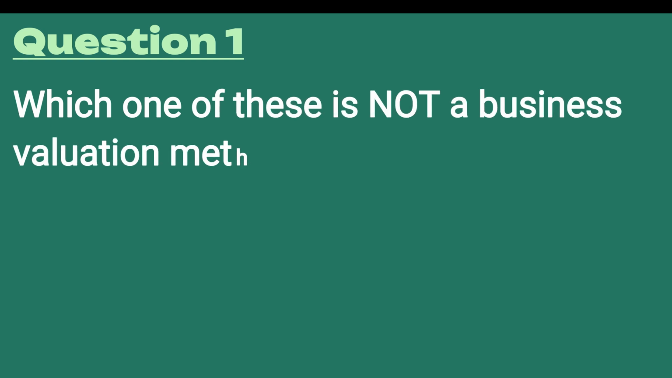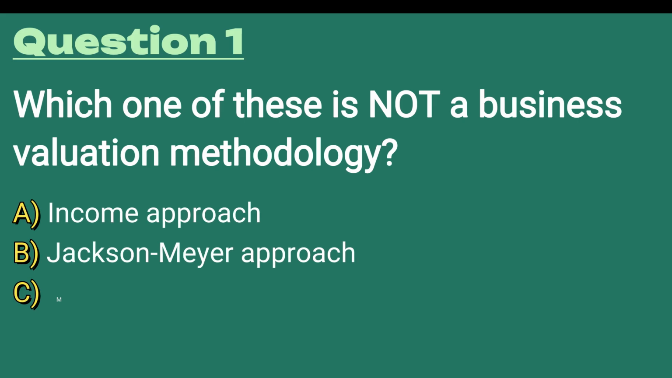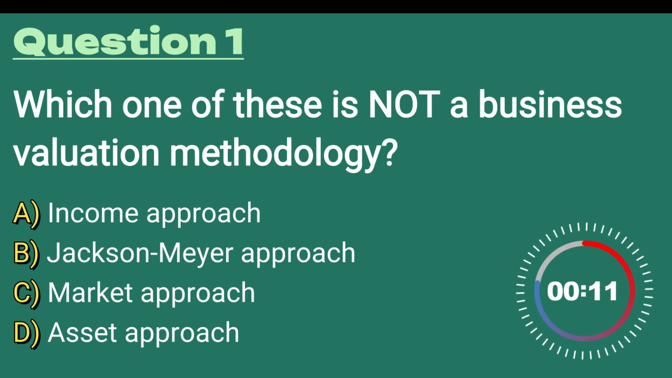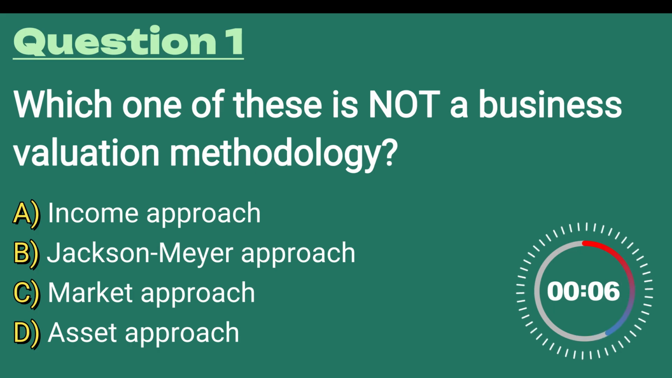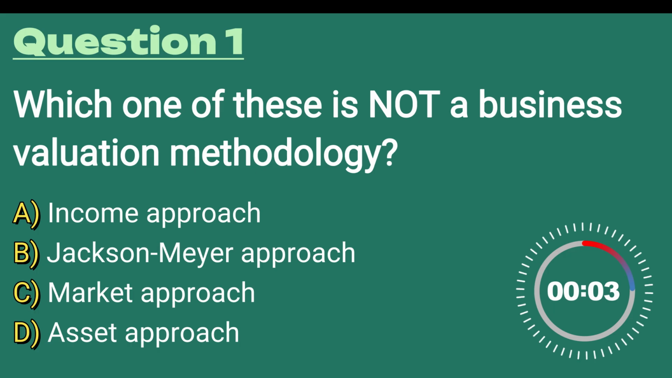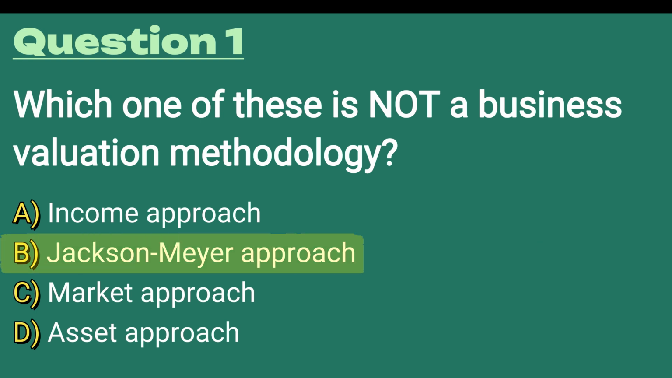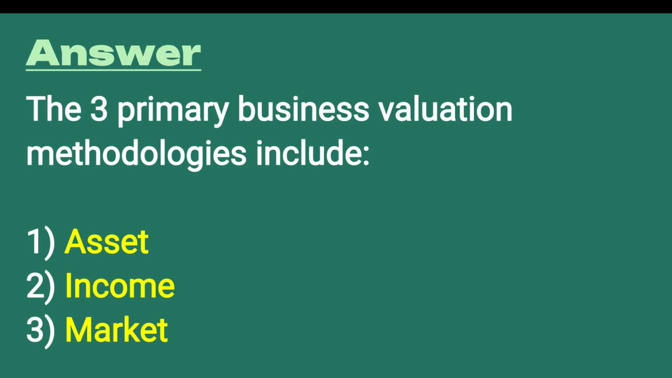Question number 1. Which one of these is not a business valuation methodology? A, income approach, B, Jackson-Meyer approach, C, market approach, D, asset approach. The answer is B, the Jackson-Meyer approach, which is a fictitious one that I made up for this example. The three primary business valuation methodologies include asset, income, and market approaches.